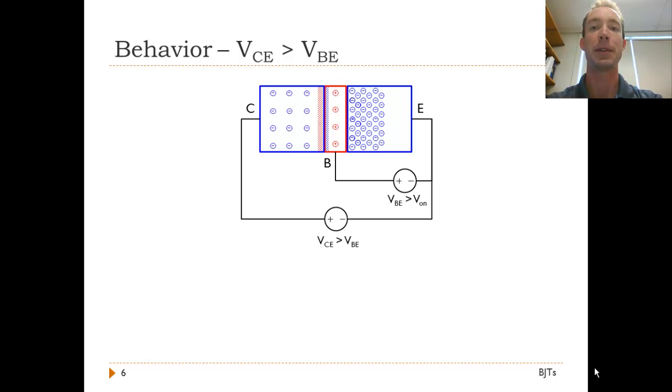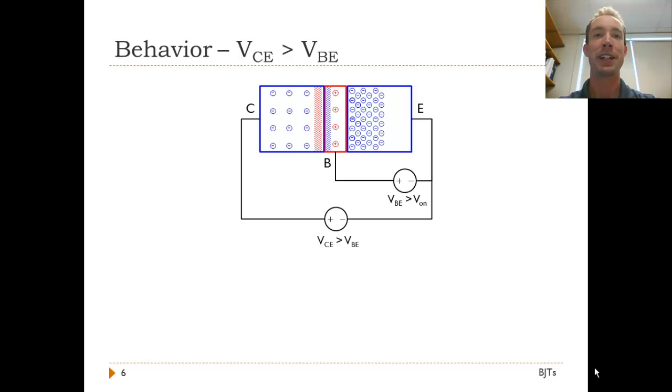Since the collector is at a higher potential than the base, the base collector PN junction is reverse biased. This causes the depletion region to increase. Relative to the emitter, however, which is at a lower potential than the base, the collector is at a much higher voltage.